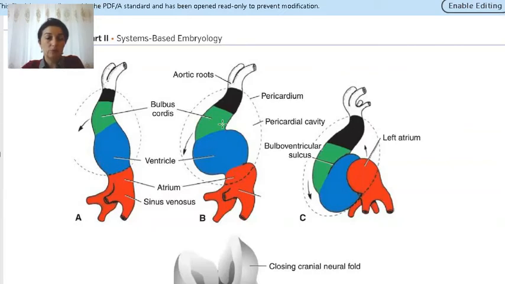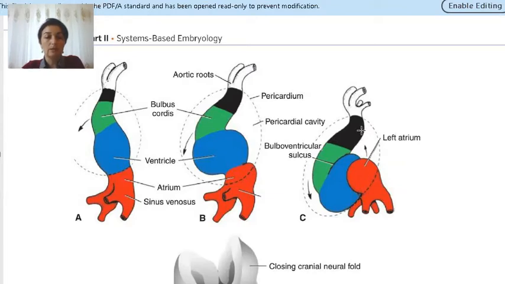And finally we will see that this cranial portion of the heart tube bends caudally, ventrally, and to the right side, but the caudal end will bend in the craniocaudal direction, and to the left side.